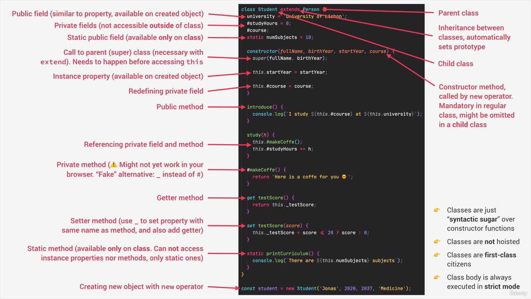Now, here is just a couple of things that we need to remember about classes and that I actually already mentioned before as well. So keep in mind that classes are really just syntactic sugar over constructor functions. Also, classes are not hoisted, they are first-class citizens, and the class body is always executed in strict mode. Okay? And there you have it. This is an overview and also a summary of the entire syntax of classes in JavaScript.